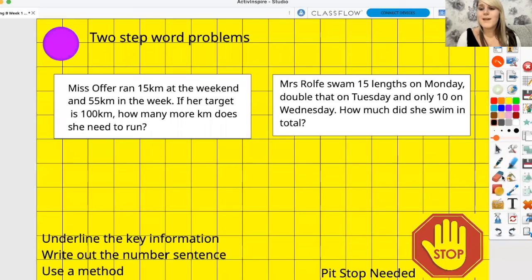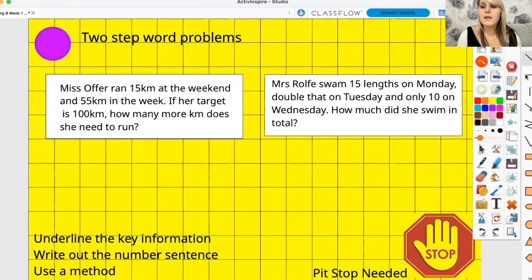And what's really important here is that you underline the important parts of the problem. So Miss Offer ran 15 kilometres at the weekend and 55 in the week. If her target is 100 kilometres, how many more kilometres does she need to run?